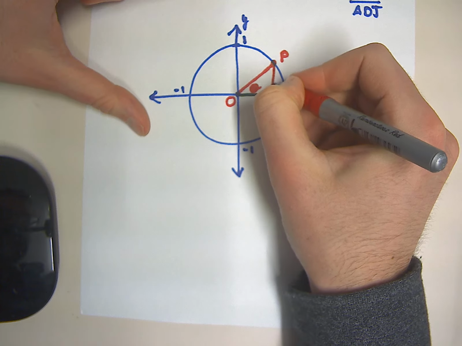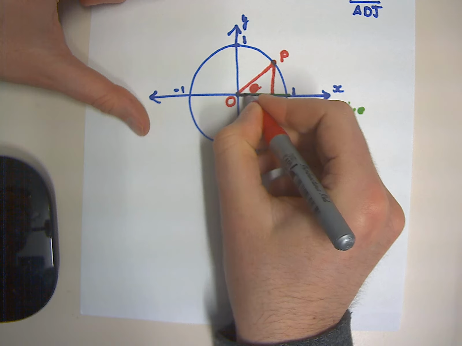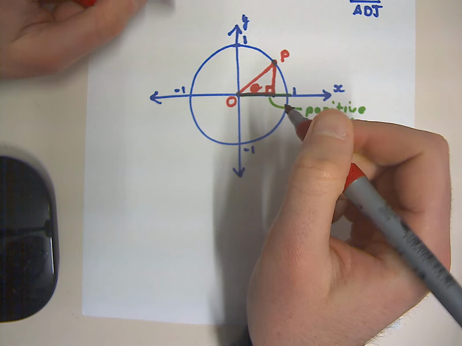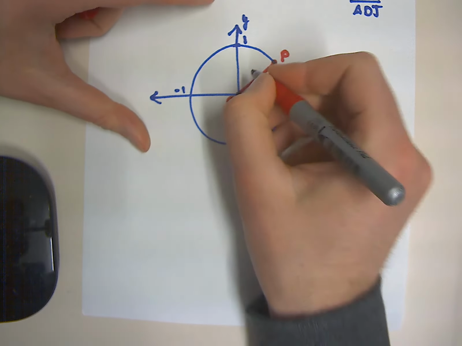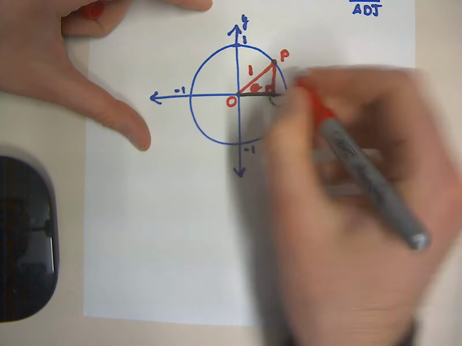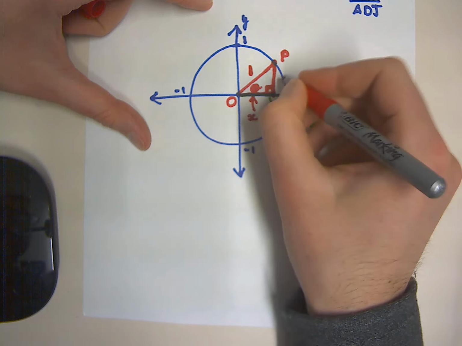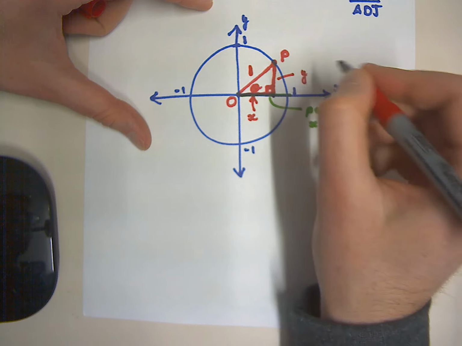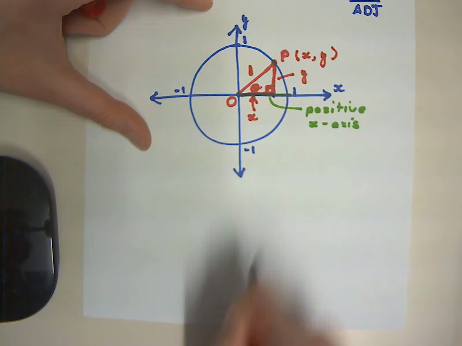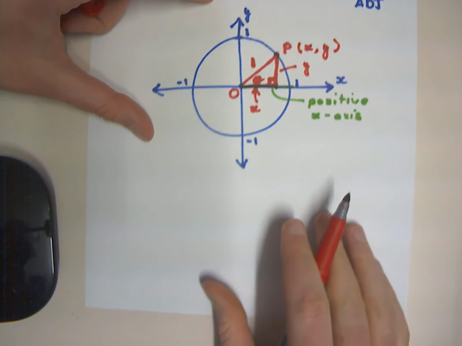Now I can draw a line straight down there and draw a line across, and that forms a right-angled triangle. Now because this circle has radius 1, the hypotenuse of this right-angled triangle is going to be 1, and this side here is going to be the x-coordinate of P, and this side here is going to be the y-coordinate of P. So P has coordinates x, y. So that's our x-coordinate of P, that's our y-coordinate of P.